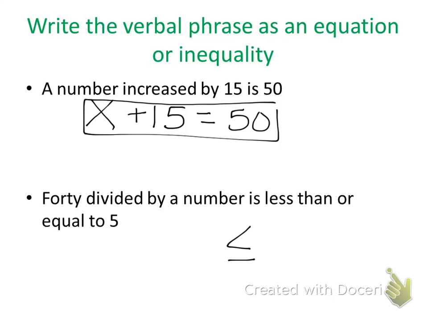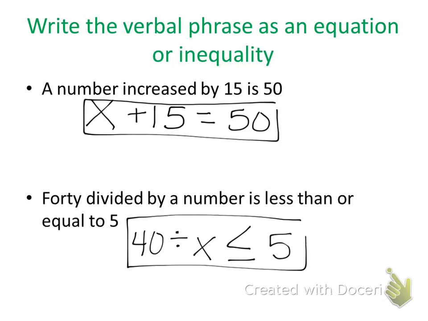40 divided by a number. Do I know what 40 or the number is? No, so I just write 40 divided by a number. Is less than or equal to, so I have my sign, is less than or equal to 5. All you got to do is write it exactly how you read it in the problem. Okay? The key is to memorize those math words. If you get to the test and you think, oh, product means addition, you're going to get it wrong. You've got to have those words memorized.